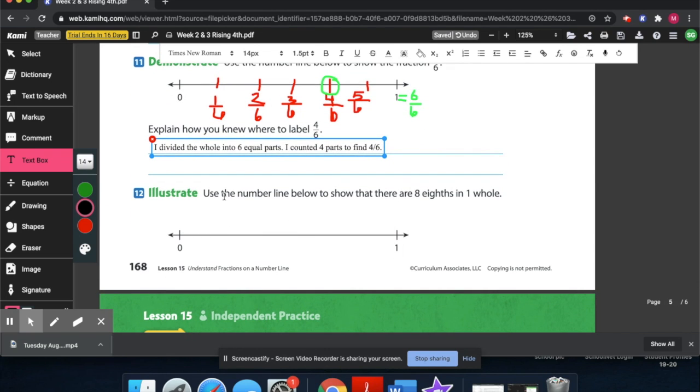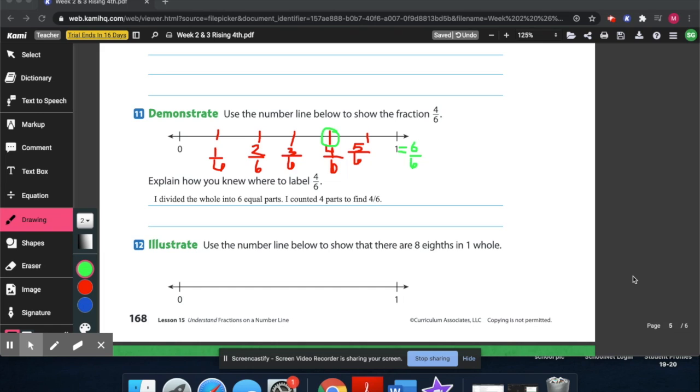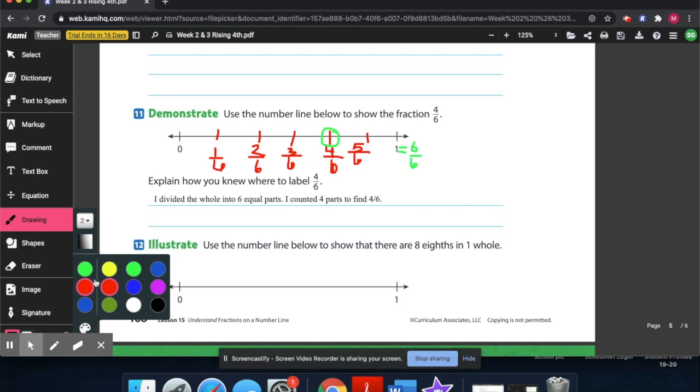Illustrate. Use the number line below to show that there are 8 eighths in one whole. Now, some of y'all are probably like, what in the world did she just read to me? Well, this is why it's good to back it up and underline, highlight, or even take every word apart to figure out exactly what they're asking of you. So I'm a highlighter or an underliner, depending on whatever's in my hand. So I'm going to go ahead and show you the keywords you want to look out for.